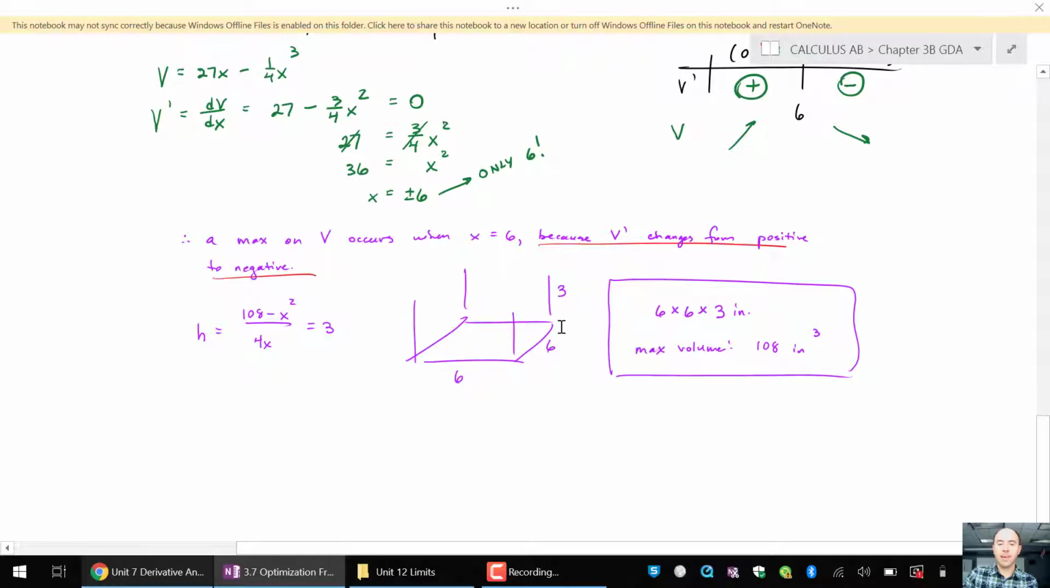But then what would the height be? I'd have to plug 6 in here for x and then solve to get my height h of 3. So there's my box of 6 by 6 by 3 inches that would yield the maximum volume along with keeping that restriction of 108 square inches of surface area. Now, that's a maximizing problem.